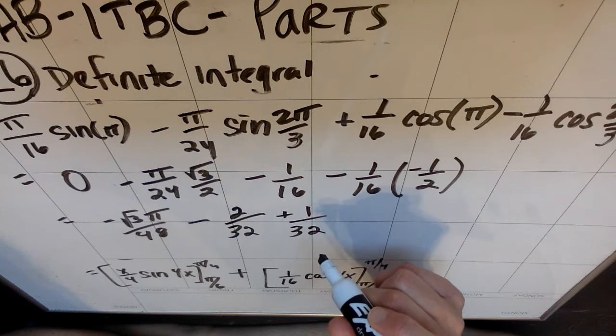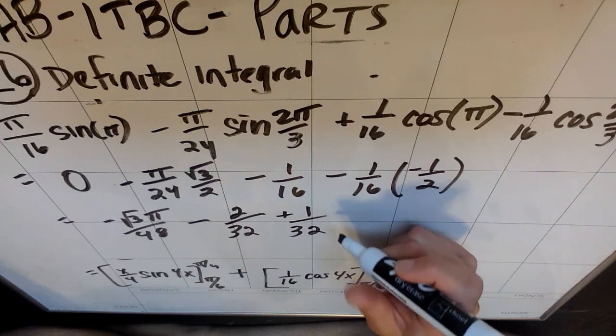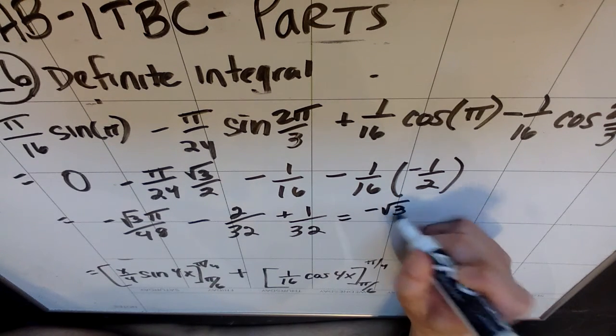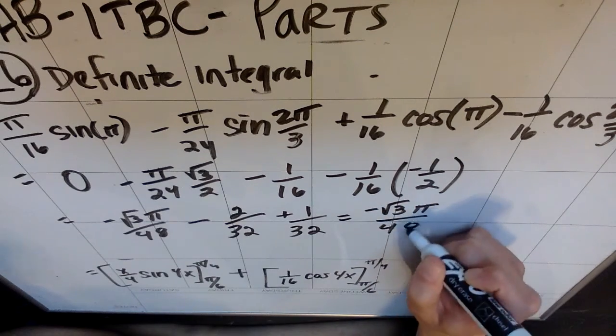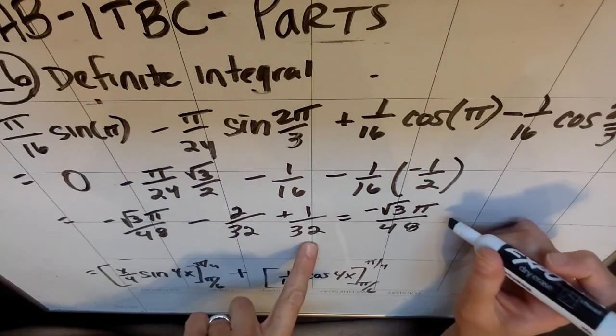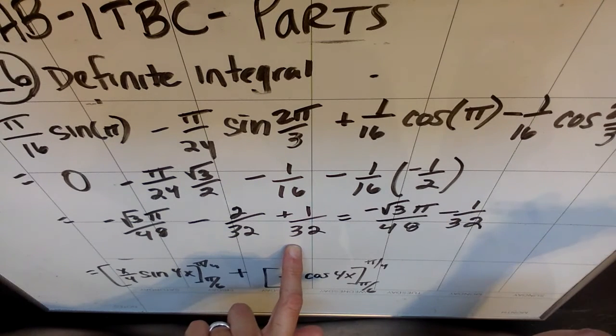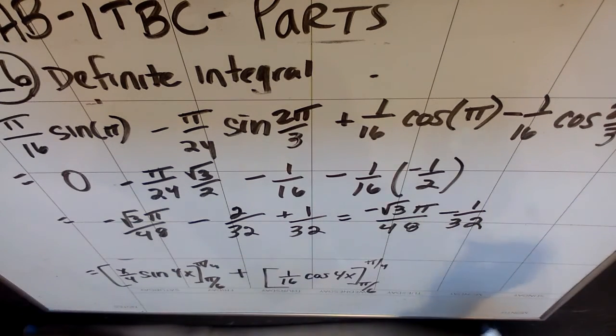Oh, I did something crazy. Oops. I got to fix something on the answer sheet. So, sorry, did a crazy thing. Root 3 pi over 48. I made this a minus 1/16 when I meant to make it a minus 1/32, because sometimes my brain is a little bit slow. Oops. Yeah. So this is my answer.